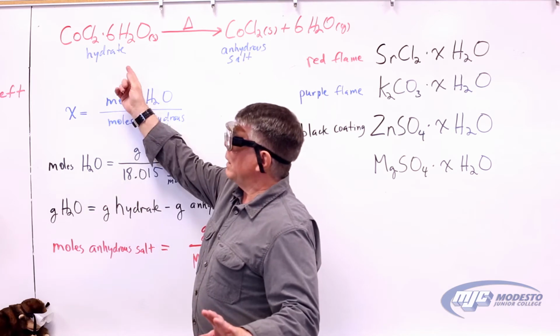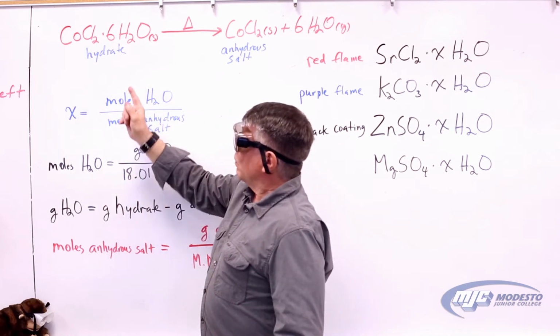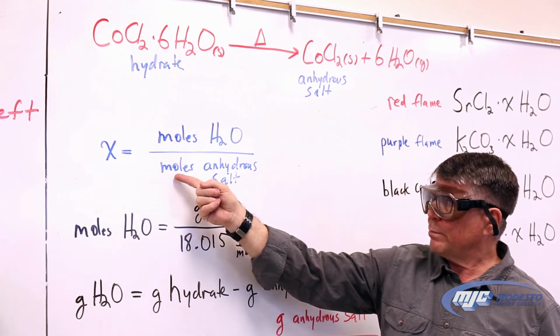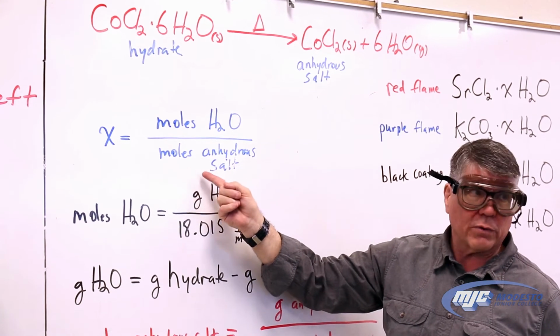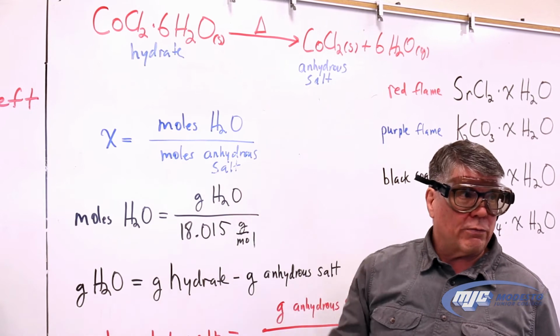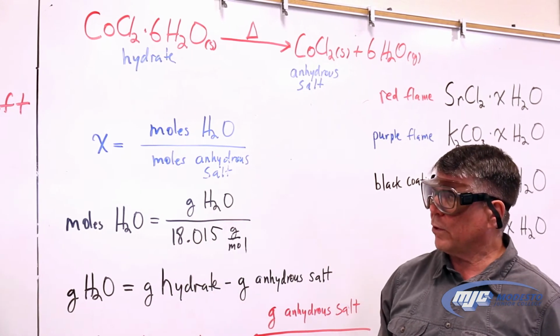But here, it's not. It doesn't have to be a whole number. So the way to get this number is if we know how many moles of water we have and how many moles of your anhydrous salt, we just take that ratio, that gives you our X, or our number in front of the water. So that means we need 2 numbers, moles of water, moles of the anhydrous salt.